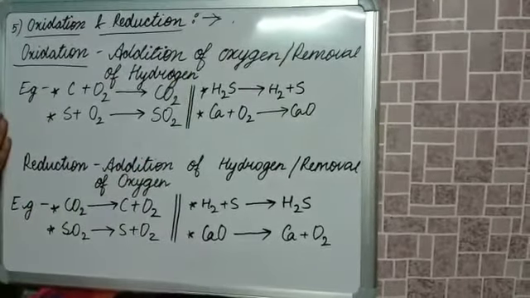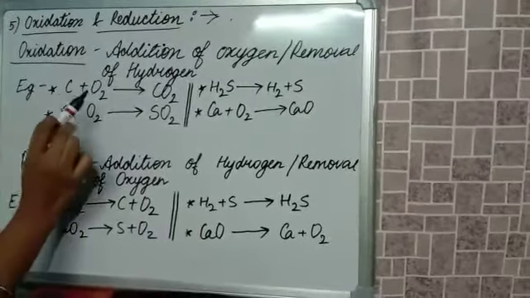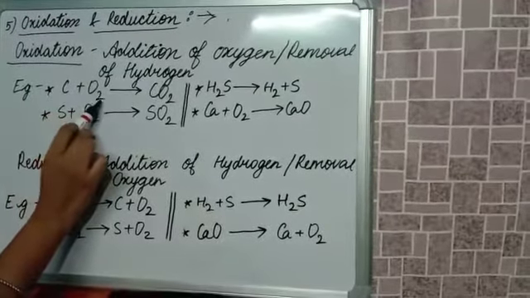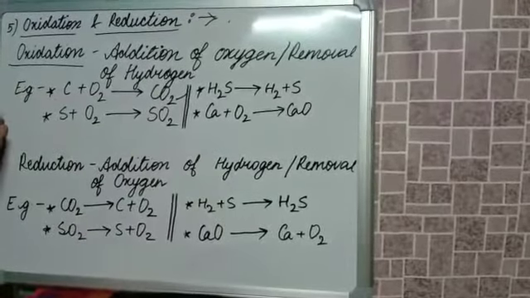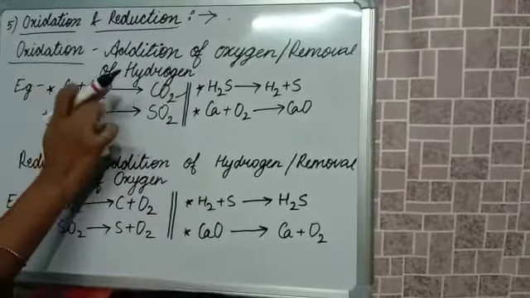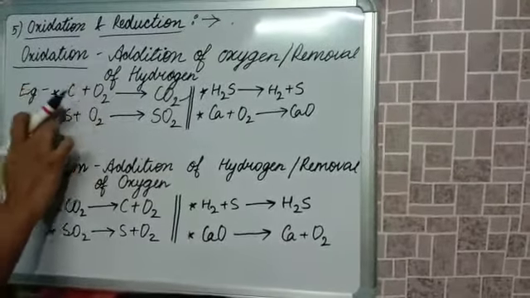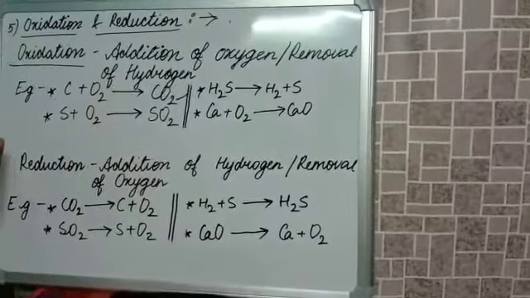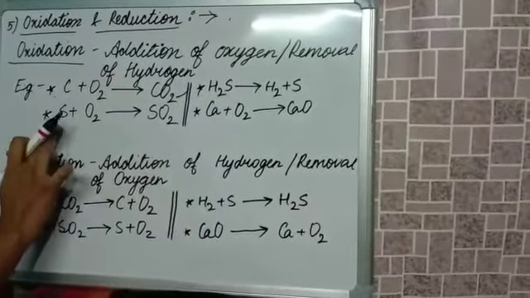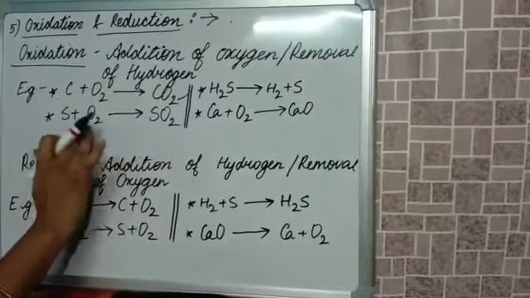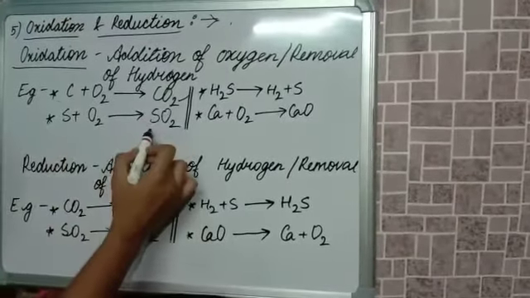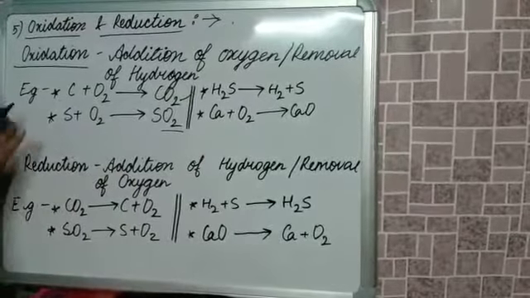Like you can see in the example here, carbon, oxygen is added to it and it forms carbon dioxide. So we'll say here that oxygen is added to carbon, so the carbon is oxidized. Okay. Now similarly we have sulfur, S plus O2. In this, oxygen is added to sulfur and we get SO2, sulfur dioxide.